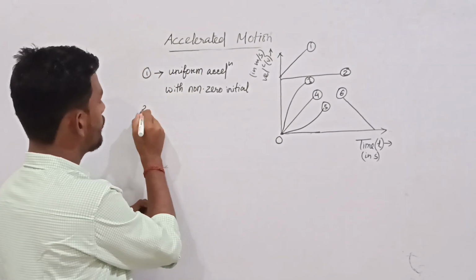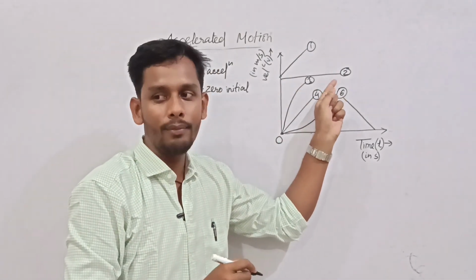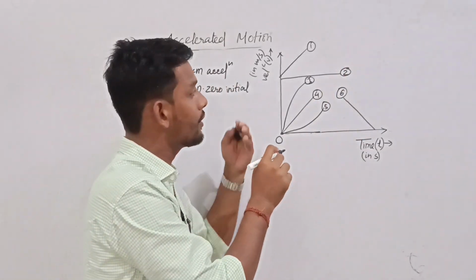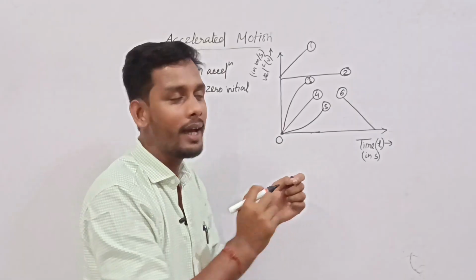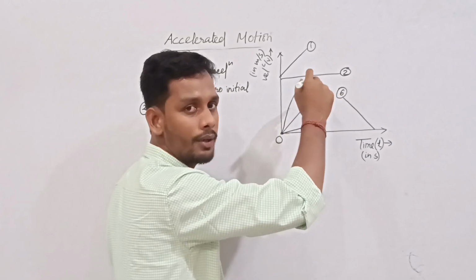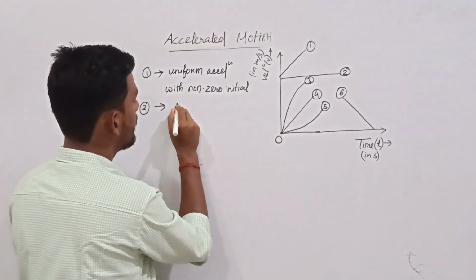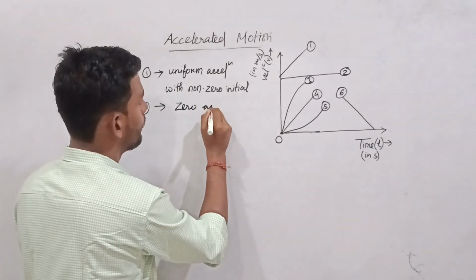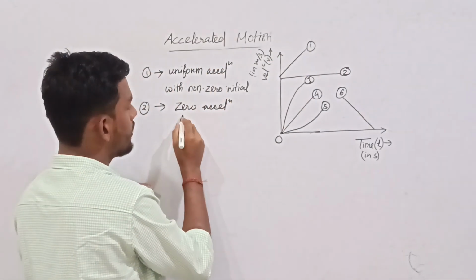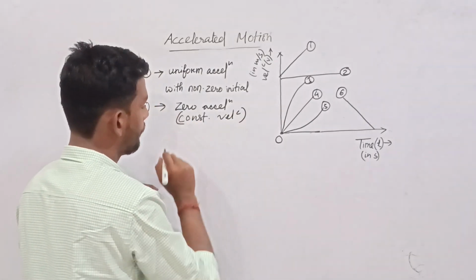Okay. Number 2 graph. In this number 2 graph, the time is changing, but velocity is not changing. If velocity were to change, the graph would move upward or downward. So velocity is not changing. So you can say here zero acceleration, because time is changing but velocity is not changing. Zero acceleration, or you may say constant velocity.